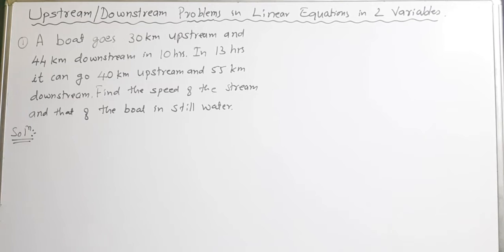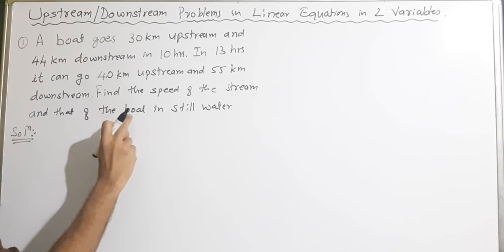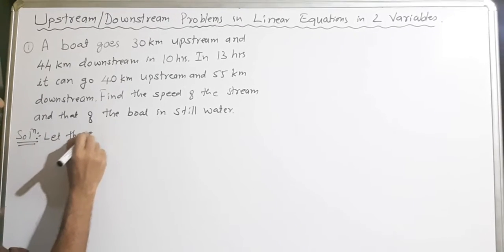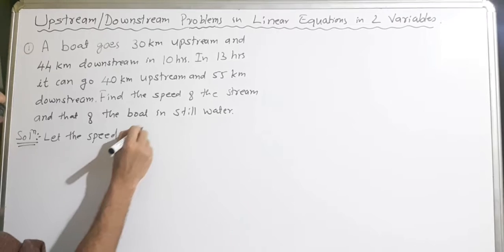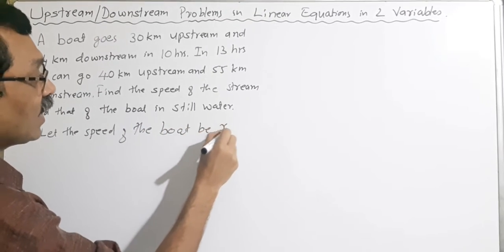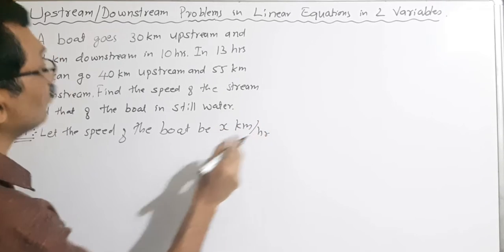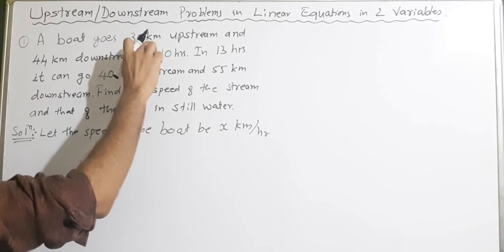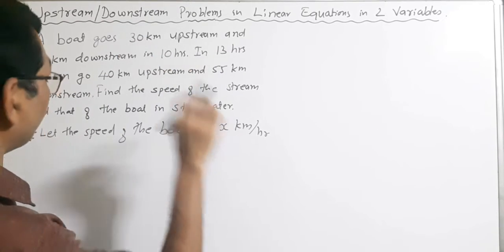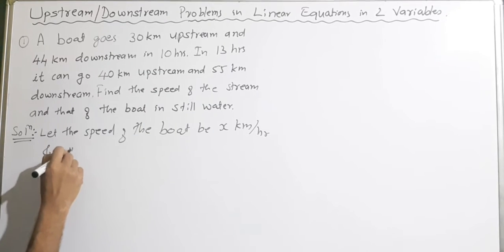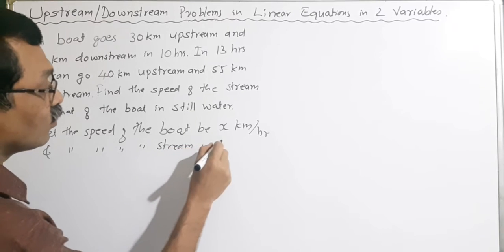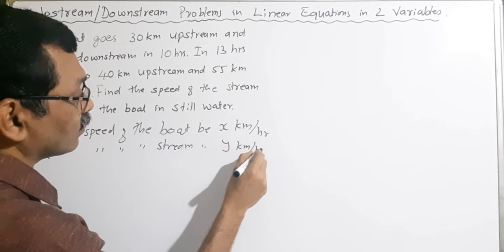So as usual, in word problems, whatever we are asked to find, we take it as a variable. So let the speed of the boat in still water be x kilometer per hour. I am taking the unit as kilometer per hour because distance is given in kilometers and time is given in hours. And let the speed of the stream be y kilometer per hour.